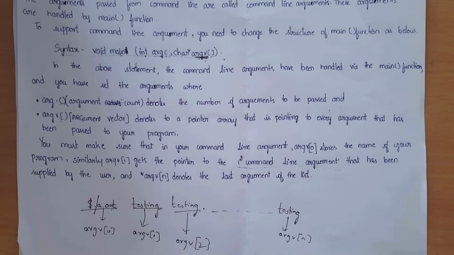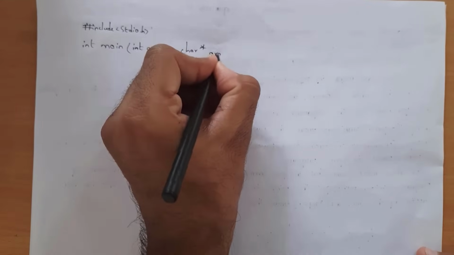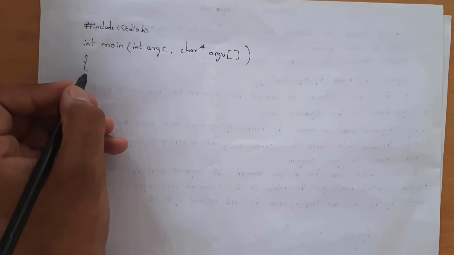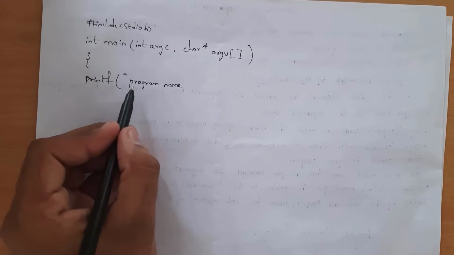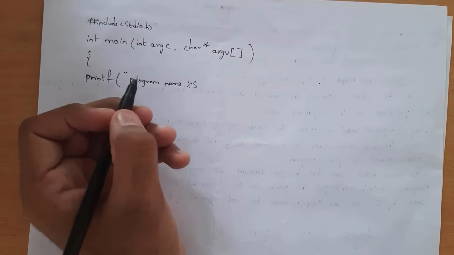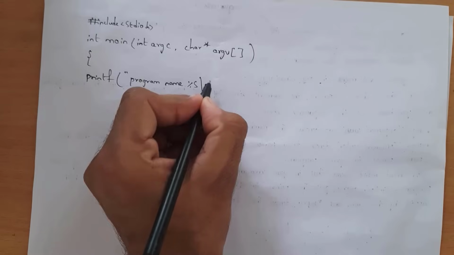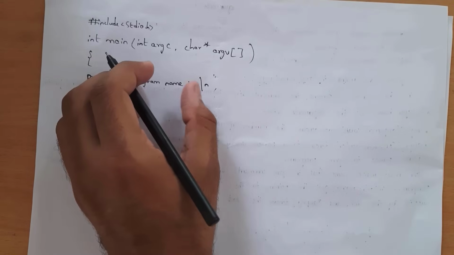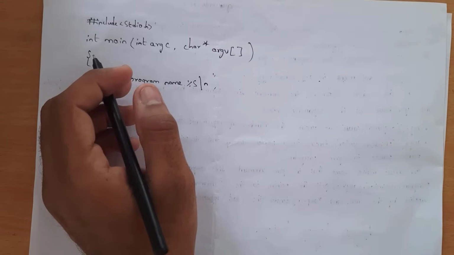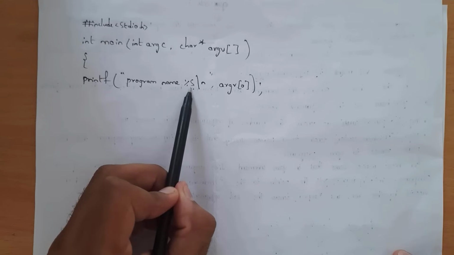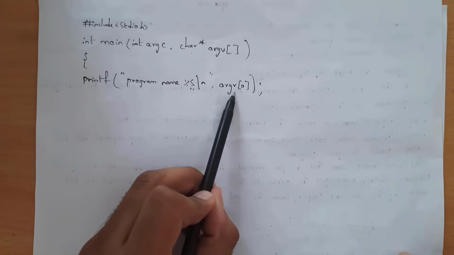I will give one program so that you can clearly understand. This is a program for command line arguments. At first you need to write #include <stdio.h>. After that you need to write int main, and inside main you need to write int argc, comma, char pointer argv. Now open the bracket, and inside this you need to write printf program name. Inside this you need to write the program name. The program name is string type, so you need to write %s\n here, comma, and this program name is stored at index 0. So here you need to write argv[0]. The meaning of this is, this program name, which is a string, is stored in argv[0].